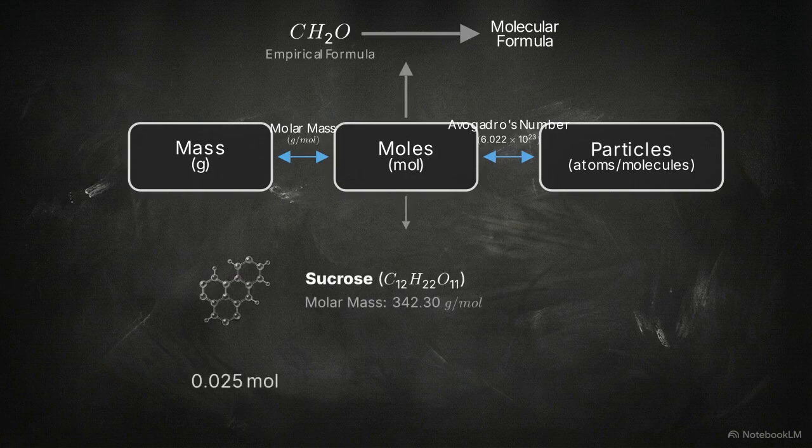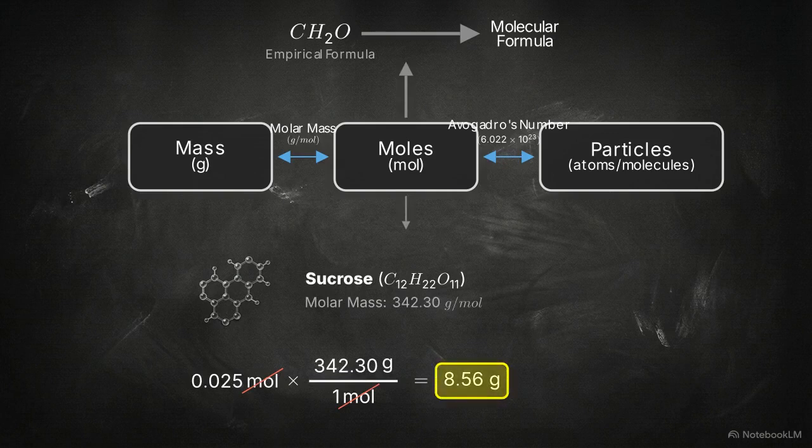Those base calculations are then required to derive specific empirical and molecular formulas from raw mass or percentage data. Look at this sample calculation for sucrose. Fluency in these exact molar mass operations is the only way you will clear practical dilution and yield problems before the clock runs out.